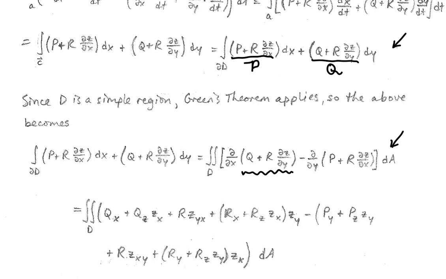Anyway, differentiate the entire second term here with respect to y. Again, differentiating the p with respect to y is going to be a chain rule happening there. So we get p sub y plus p sub z times z sub y, plus r times z sub xy, plus the partial of z with respect to x times what we get when we differentiate r with respect to y. That is another chain rule that's going on there.